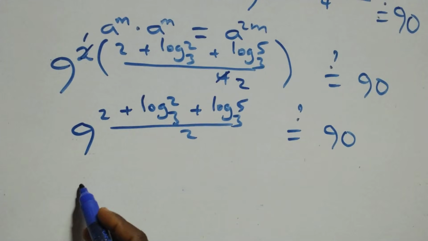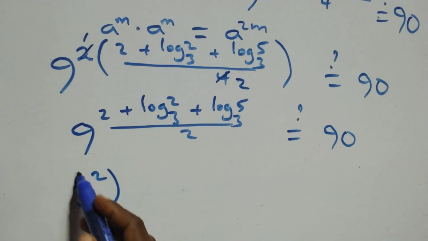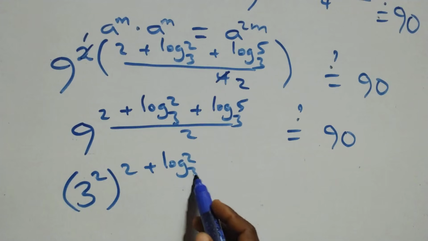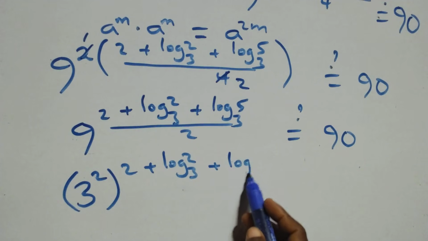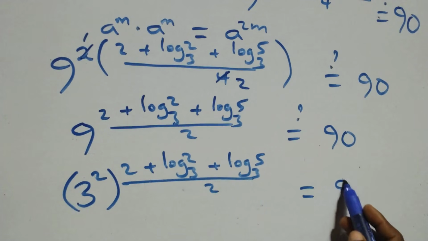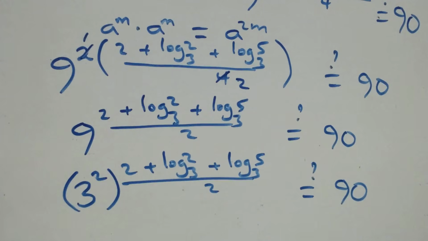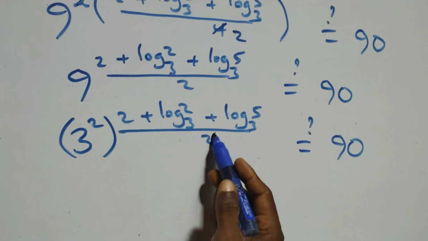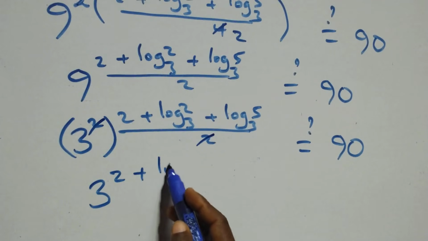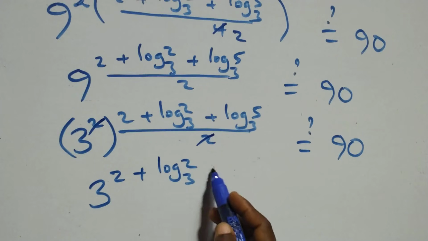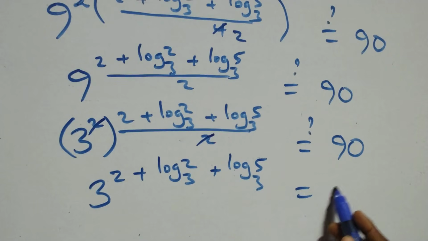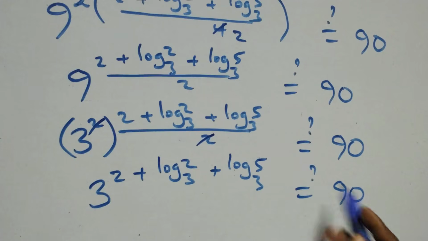Then here also, 9 can be written as 3 squared, which is raised to power 2 plus log 2 base 3 plus log 5 base 3 all over 2. Is it equal to 90 on this side? Then this power also multiplies, 2 here cancel each other. We have 3 raised to power 2 plus log 2 base 3 plus log 5 base 3. Is it equal to 90 on this side?